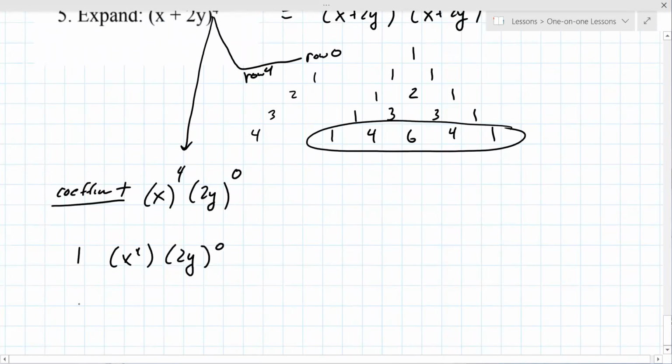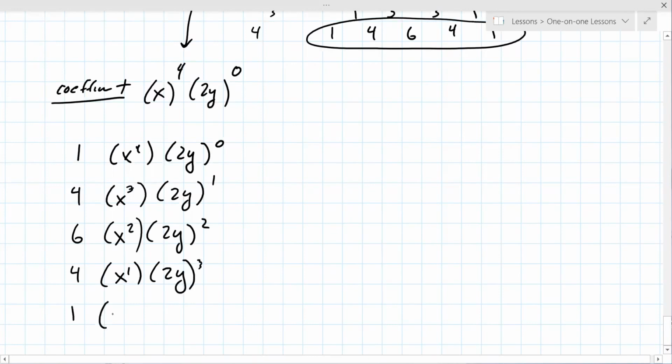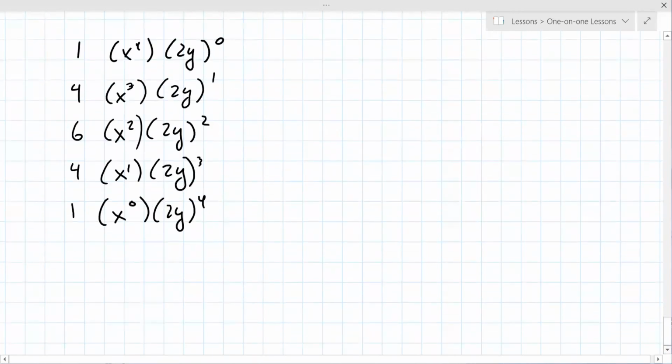The next coefficient, we grab 4, grab that 4 there. It's x cubed, 2y to the power of 1. So notice this one went up by 1, this one went down by 1. Then we grab the next coefficient, 6, x squared, 2y squared. Then we grab the next coefficient, 4, x to the 1, 2y cubed. And then the last coefficient, 1, x to the 0, 2y to the 4th. So you should see a pattern here: 4, 3, 2, 1, 0, and 0, 1, 2, 3, 4. Is all that okay so far? Your instructor probably writes it out horizontally.